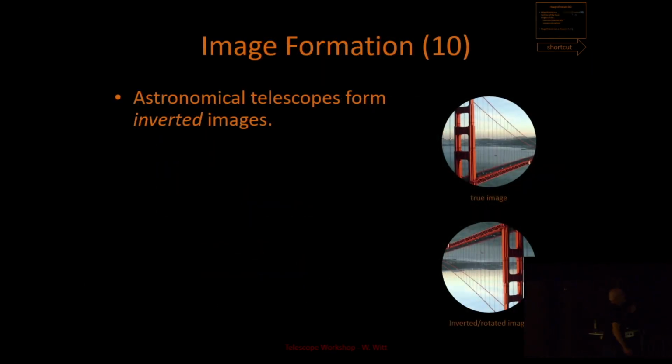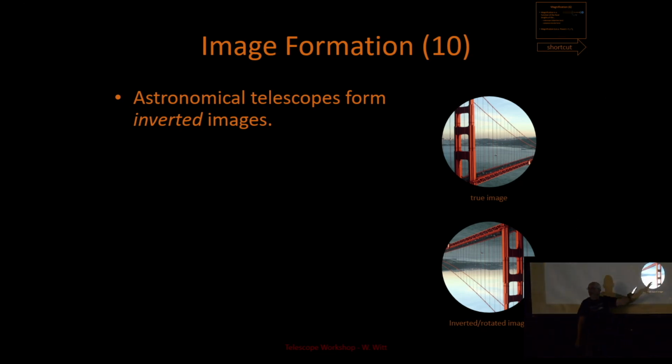Image formation. This is the upside down part, or rather the right side up, upside down thing. An astronomical telescope will form an inverted image. That's an important thing to be aware of. Here's the Golden Gate Bridge, right side up, the way we see it with our eyes. If you were to look at that through an astronomical telescope, it would probably look like this. It's actually flipped over. It's inverted.